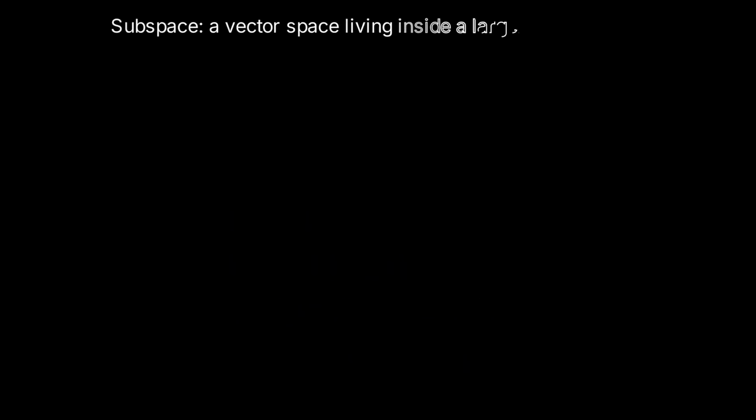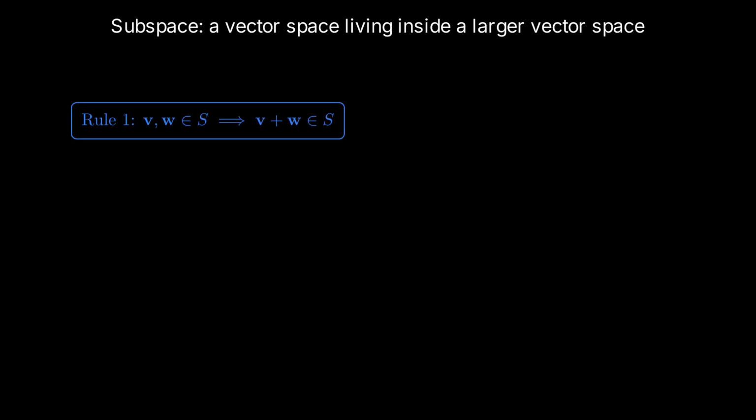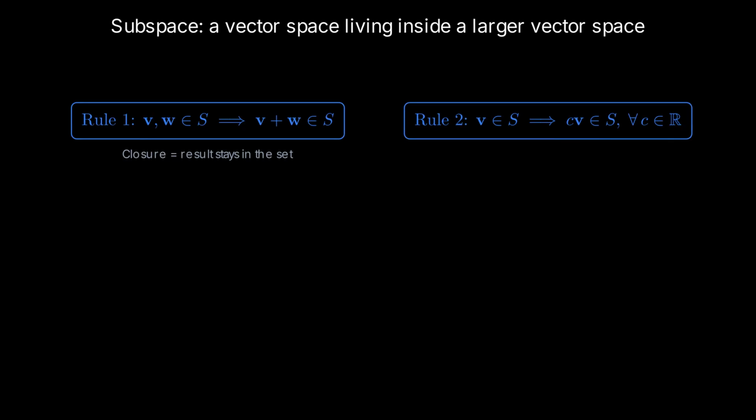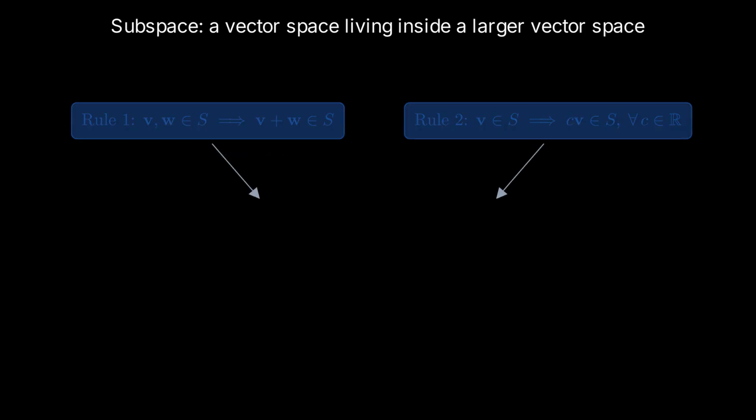A subspace is a vector space living inside a larger one. It must satisfy two rules. Rule 1, closure under addition. If v and w are in S, then v plus w must also be in S. Closure means the result stays in the set. Rule 2, closure under scalar multiplication. If v is in S, then c times v must be in S for every real number c.